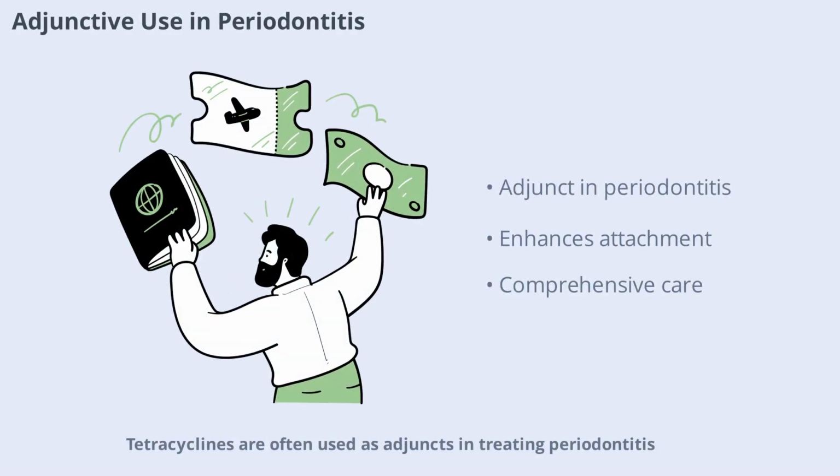Tetracyclines are often used as adjuncts in treating periodontitis, particularly in localized juvenile and refractory cases. Their ability to enhance fibroblast attachment and inhibit tissue breakdown makes them valuable in comprehensive dental care.